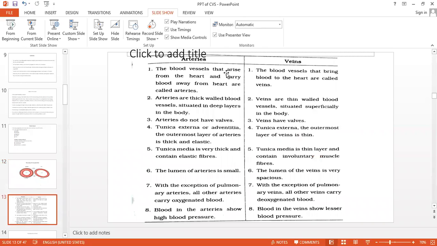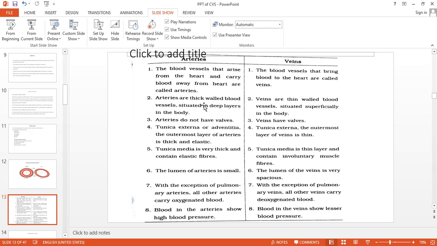Arteries carry what? They arise from the heart and carry the blood away from the heart. Arteries, from where do they start? They arise from the heart and carry the blood away from the heart, that is arteries. And veins means what? The blood vessels that bring the blood from all over the parts of the body towards the heart, that is the vein. So that's why it carries the deoxygenated blood, and the artery carries the oxygenated blood.